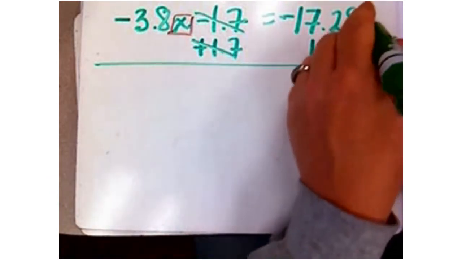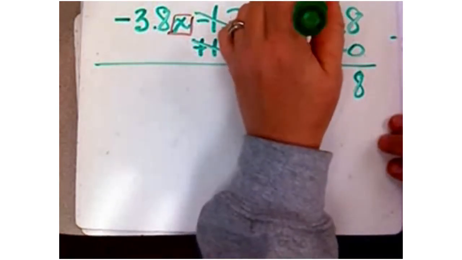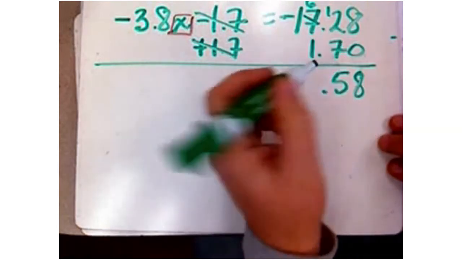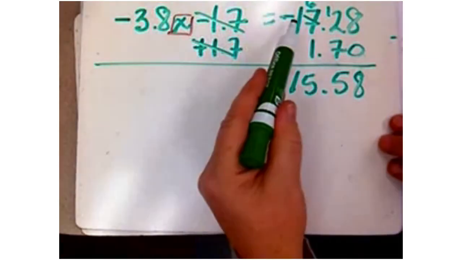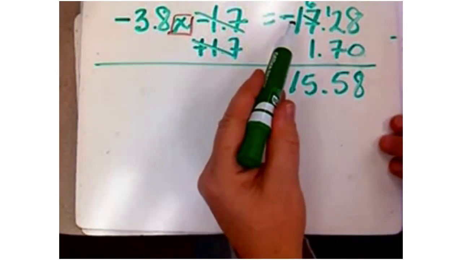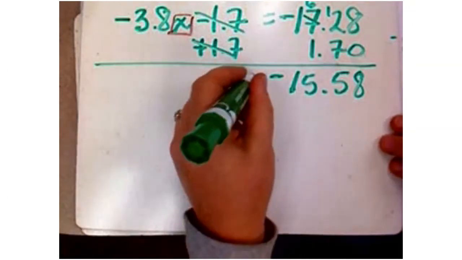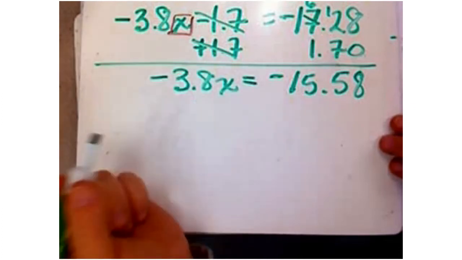So I do a placeholder. I go 8 minus 0 is 8. 2 minus 7, I'm going to need to borrow for that. 12 minus 7 is 5. And then 16 minus 1 is 15. And I'm going to keep it negative because there was more negatives with the negative 17.28 than there was positives with the 1.7. That's going to equal, then I pull down that negative 3.8x.